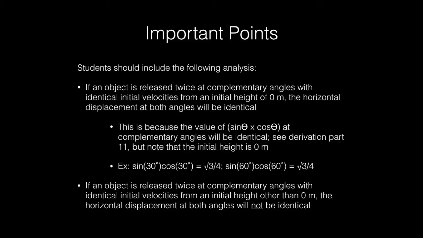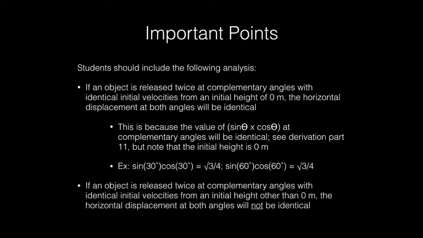If an object is released twice at complementary angles with identical initial velocities from an initial height of 0 meters, the horizontal displacement at both angles will be identical. This is because the value of sine theta times cos theta at complementary angles will be identical. See derivation part 11, but note that the initial height is 0 meters. If it's not, you have to take into consideration the other part of equation 11.